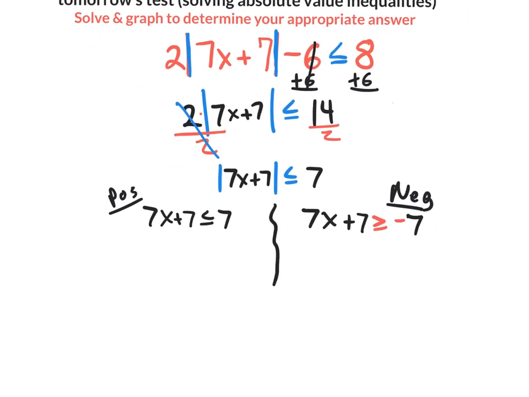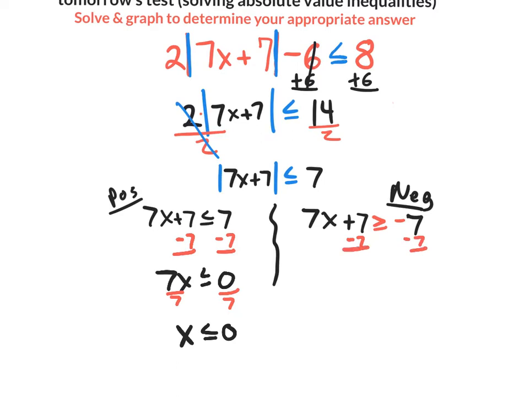So on the left side, on the positive situation, subtract 7 to both sides. We end up with 7x is less than or equal to 0. And if you divide by 7, 0 divided by any number is 0. So x is less than or equal to 0. Now that's one inequality. Let's do the other. We're going to also subtract 7.